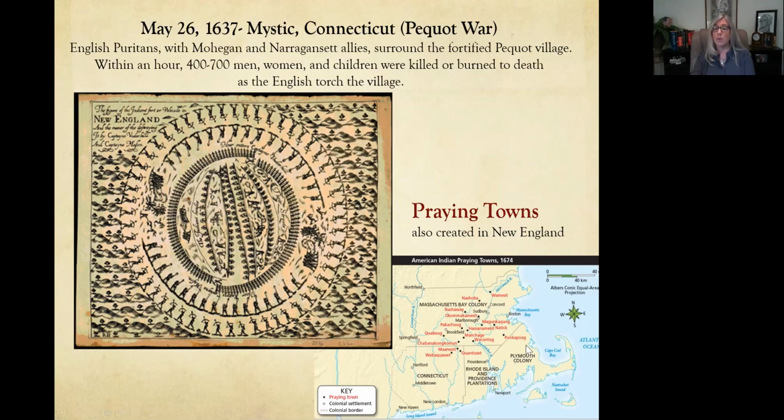Massachusetts Bay and Plymouth. So here's Plymouth, here's Massachusetts Bay and Boston, where the larger group had settled. Notice that there are none of these praying towns in and around Rhode Island, and we'll talk about why that is in just a minute. And also none in Plymouth, right, because they were somewhat more religiously tolerant than the English who had settled in Massachusetts Bay.